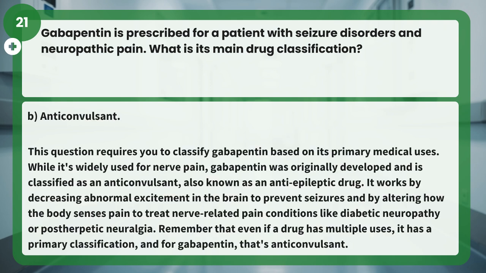Answer: B. Anticonvulsant. This question requires you to classify gabapentin based on its primary medical uses. While it's widely used for nerve pain, gabapentin was originally developed and is classified as an anticonvulsant, also known as an anti-epileptic drug. It works by decreasing abnormal excitement in the brain to prevent seizures and by altering how the body senses pain to treat nerve-related pain conditions like diabetic neuropathy or post-herpetic neuralgia. Remember that even if a drug has multiple uses, it has a primary classification, and for gabapentin, that's anticonvulsant.